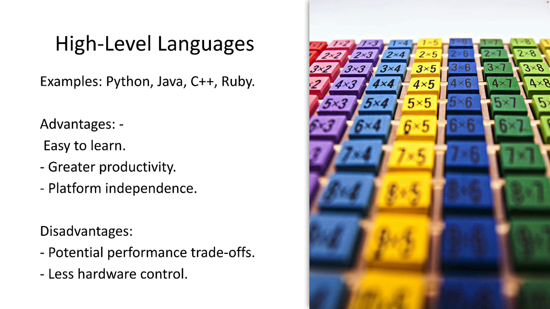So opposite of the low-level languages are the high-level languages. Examples are Python, Java, C++, and Ruby. And the advantages of these types of languages, they're easier to learn than the low-level languages. You can get some greater productivity. There's lots of libraries out there that have extended functionality that you can use. And platform independence. The code can be recompiled on a different architecture and run just fine. Some of the disadvantages are potential performance trade-offs. You won't get the ultra-high performance you would in a low-level language, and you're going to get less control of the hardware. So those are some of the trade-offs. Let's go ahead and look at another type of language.